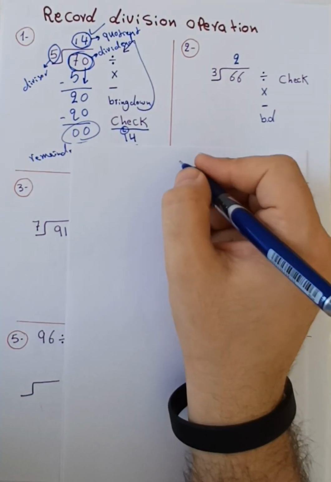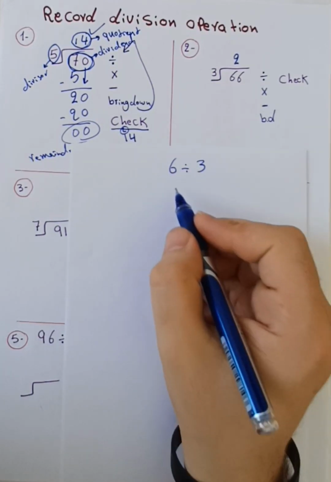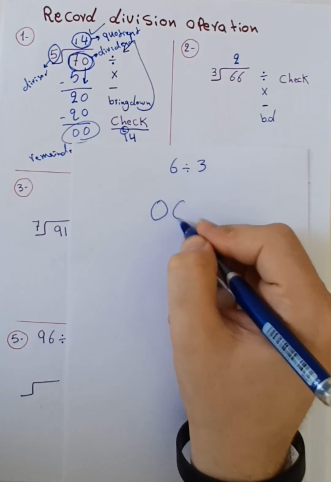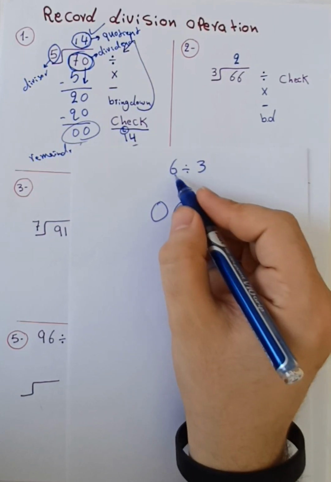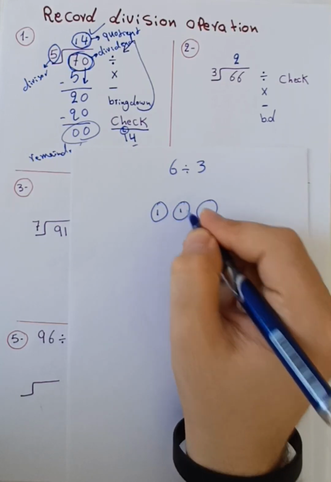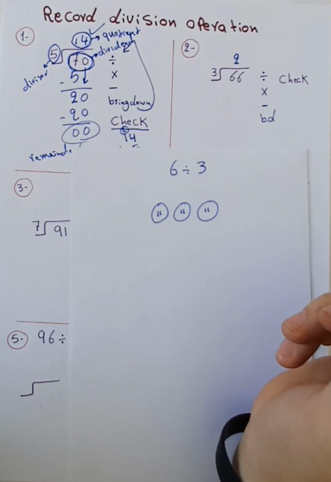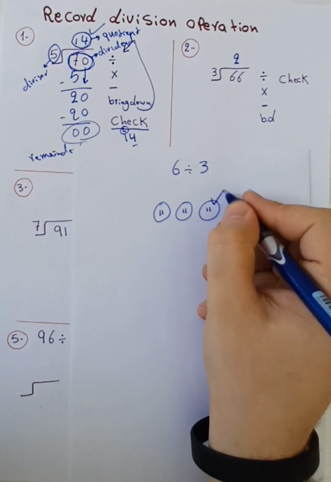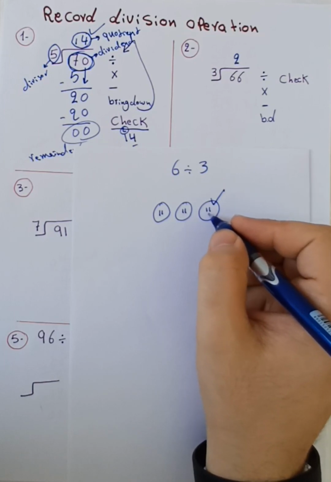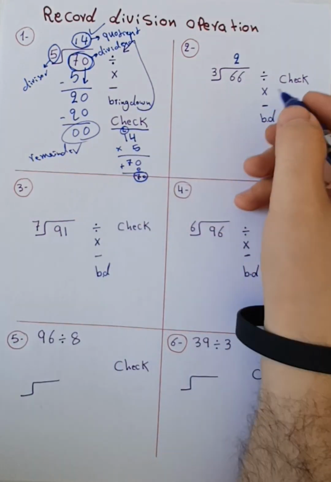For example, you have 6 divided by 3. You have to draw 3 circles and then divide 6 equally over these circles. 1, 2, 3, 4, 5, 6, and then you have to look at the last circle. In the last circle we have 2 lines. It means 6 divided by 3 equals 2.